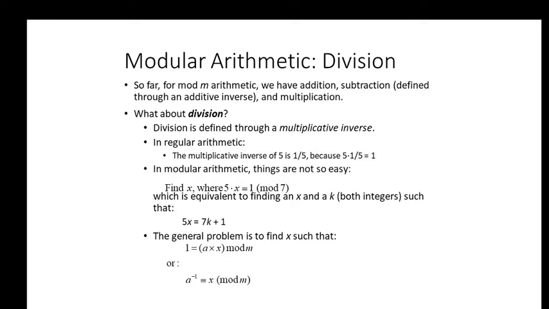In modular arithmetic, things are not so easy. Find x where 5x is equal to 1 mod 7, which is equivalent to finding an x and a k, both integers, such that 5x is equal to 7k plus 1. The general problem is to find x such that a·x is congruent to 1 mod m, that is, a to the power minus 1 is congruent to x mod m.